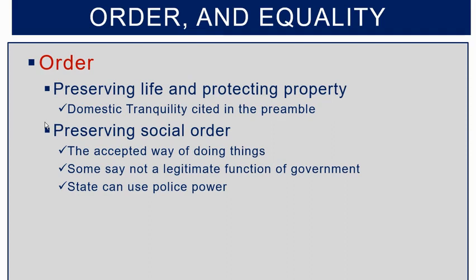Order is preserving life and protecting property. In the preamble to the Constitution, it talks about to ensure domestic tranquility. In other words, to make sure that people live in peace. Now, at the time I'm recording this lecture, there are riots going on around our country in many major cities. That's not domestic tranquility. So what is the government going to do to promote that order? And we don't want to get into the political debate of that right now, but there is a big debate about that going on. Preserving social order.